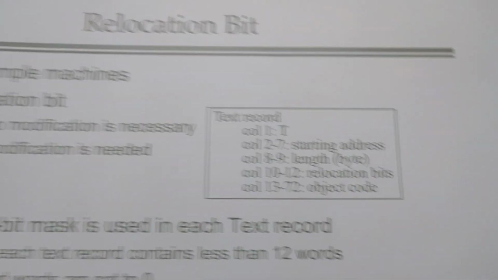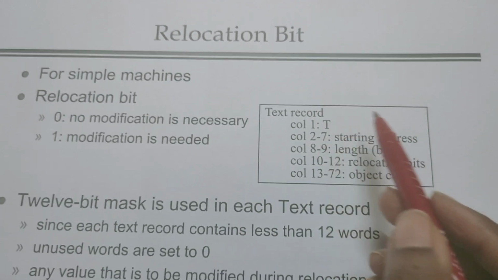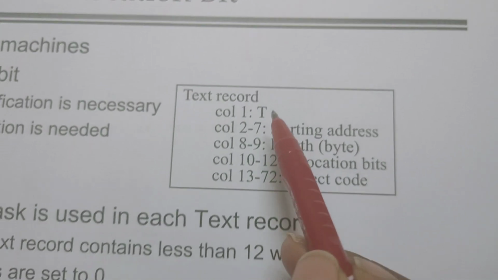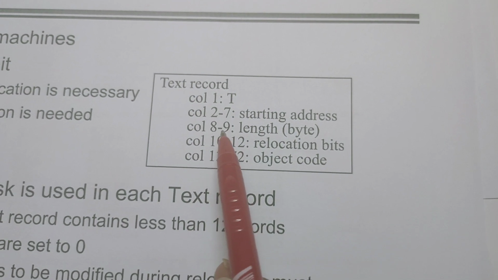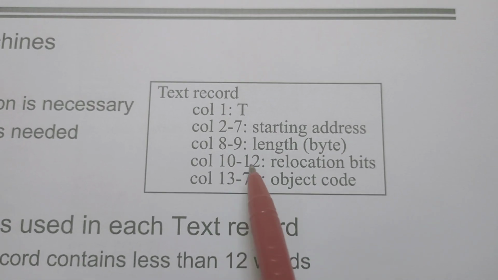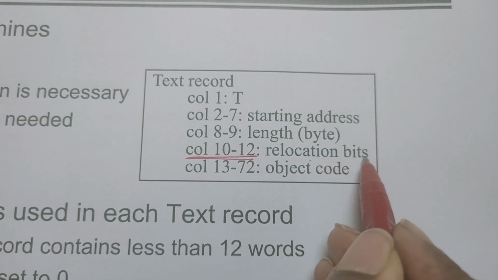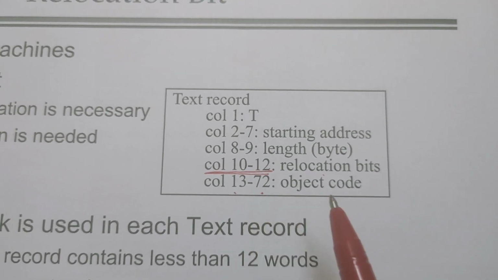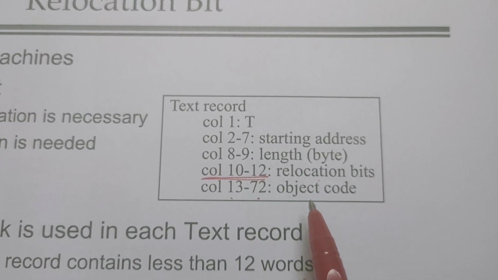So what is this relocation bit? The relocation bit is present as a part of the text record itself. Now there is a slight change in the architecture of the text record. Column 1 begins with the letter T. Then columns 2 to 7 are the starting address of the text record. As usual, columns 8 to 9, the next two columns, are the length of the text record. Then columns 10 to 12, in fact 3 columns, are used for the relocation bits. Then from 13 to 72 we are able to store the object codes. Once again, we are able to store a maximum of 10 object codes, which is equivalent to 30 bytes.